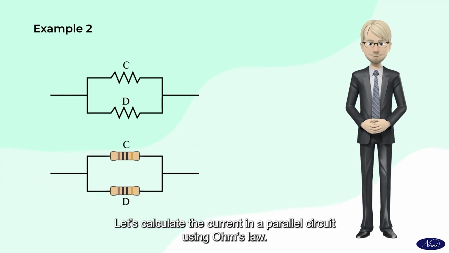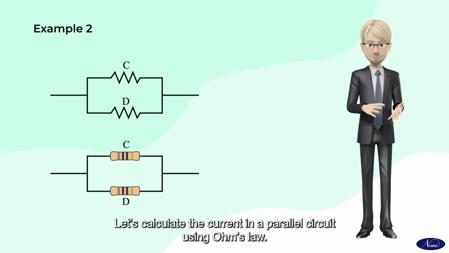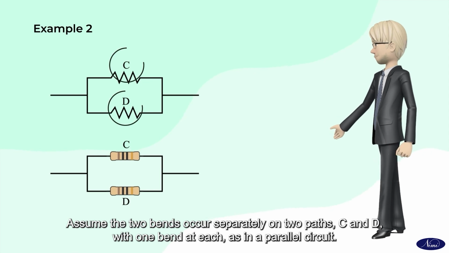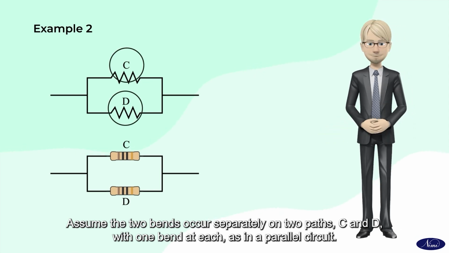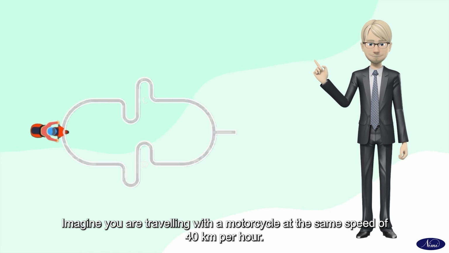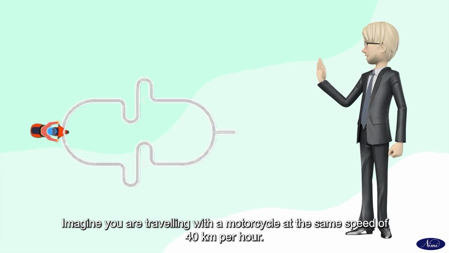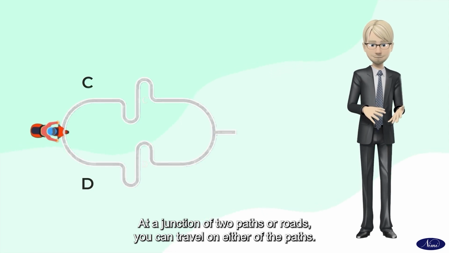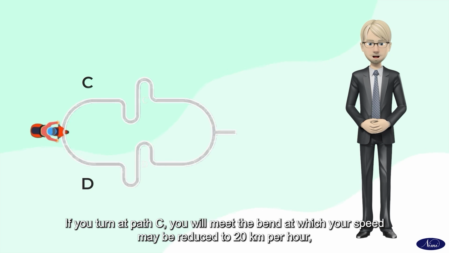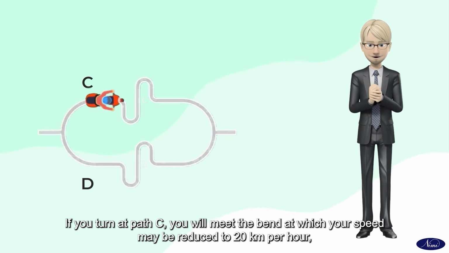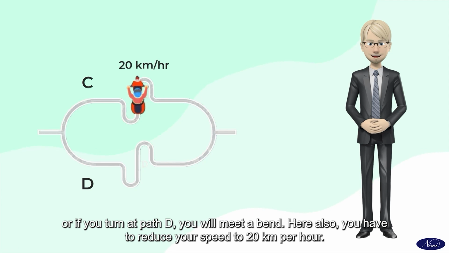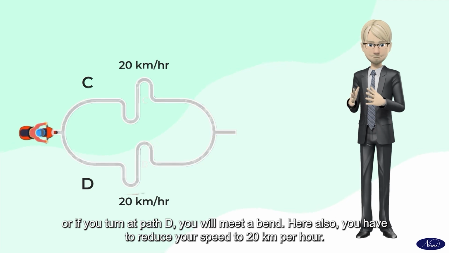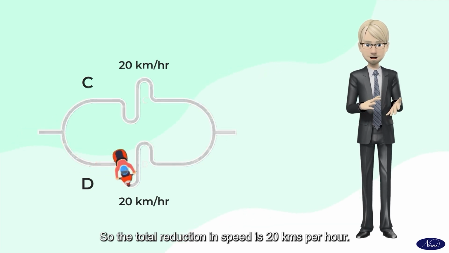Example 2. Let's calculate the current in a parallel circuit using Ohm's law. Assume the two bends occur separately on two paths, C and D, with one bend on each, as in a parallel circuit. Imagine you are traveling with a motorcycle at the same speed of 40 km per hour. At a junction of two paths or roads, you can travel on either of the paths. If you turn onto path C, you will meet a bend at which your speed may be reduced to 20 km per hour. Or if you turn onto path D, you will meet a bend. Here also, you have to reduce your speed to 20 km per hour. So the total reduction in speed is 20 km per hour.